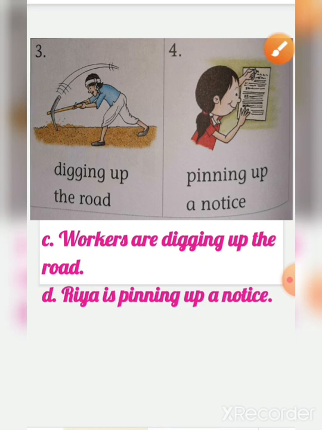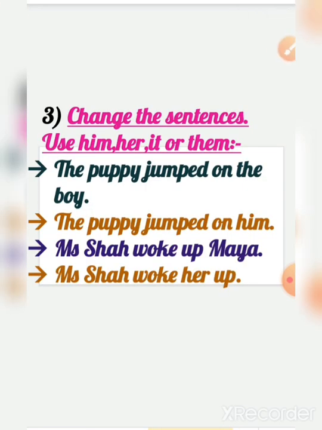Now, next, in the third question, you have to change the sentences using him, her, it or them. Now here him, her, it or them are what, children?